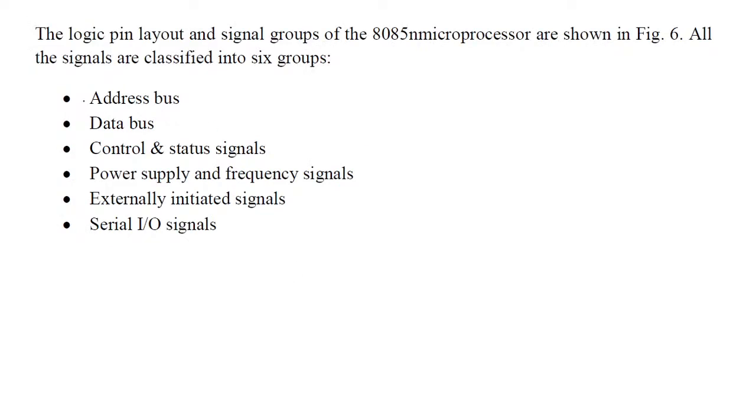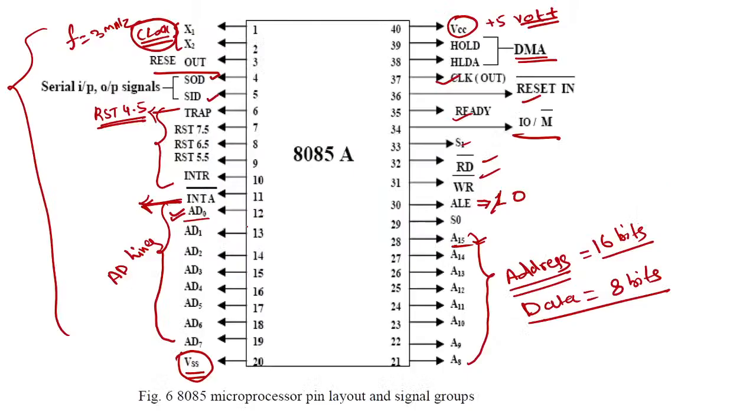So you can categorize all the pins of the 8085 microprocessor in these categories: address bus, data bus, control and status signals, power supply and frequency signals, externally initiated signals, and serial input output signals. For example, these are the address bus: AD0 to AD7 is the data bus and address bus, and A8 to A15 is the address bus.